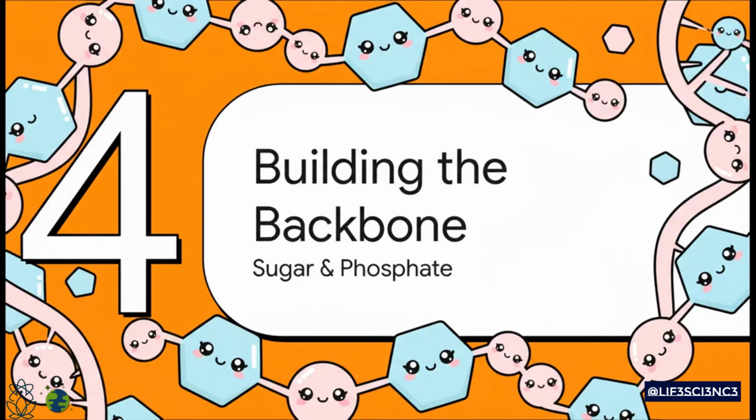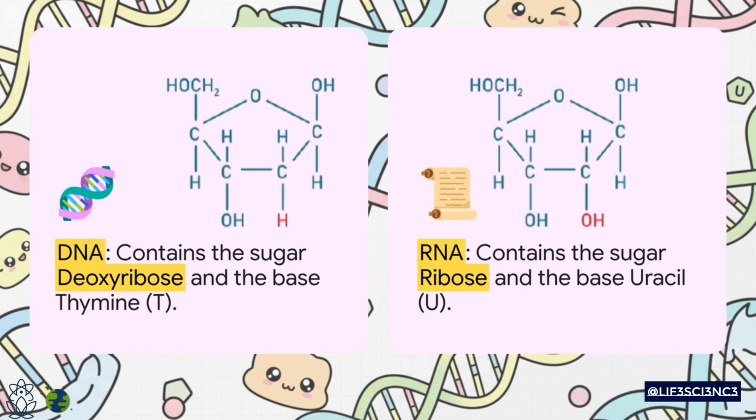Okay, so we've talked about the letters, but what about the paper they're written on? Let's shift our focus to the other 2 parts of our nucleotide, that sugar and the phosphate, and see how they build the backbone of the whole structure. And this is where we get to the key differences between our master blueprint, DNA, and that working copy, RNA. At a chemical level, it really just boils down to 2 main things that set them apart.